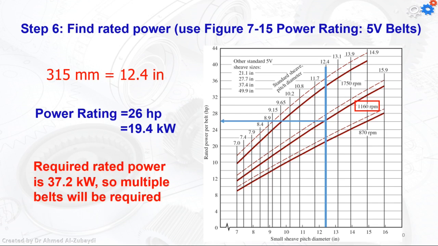So the required rated power is 37.2. So how do we overcome this problem? We can use 2 belts or 3 belts in order to carry all the load to the other pulley. Now 37.2 versus 19.4, so I think 2 belts can be suggested at the beginning.